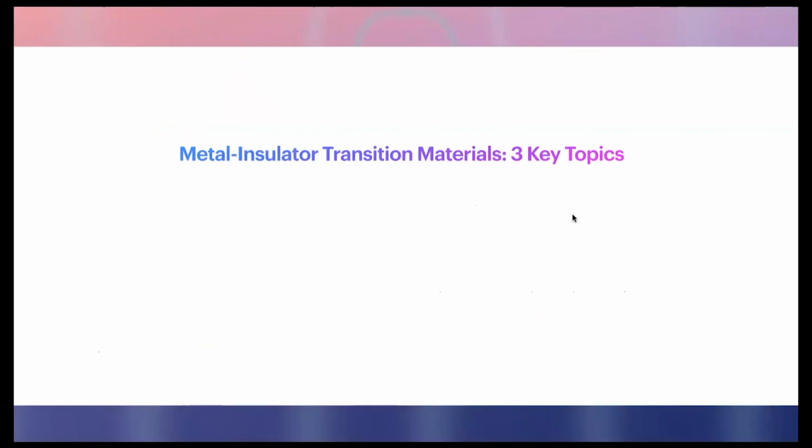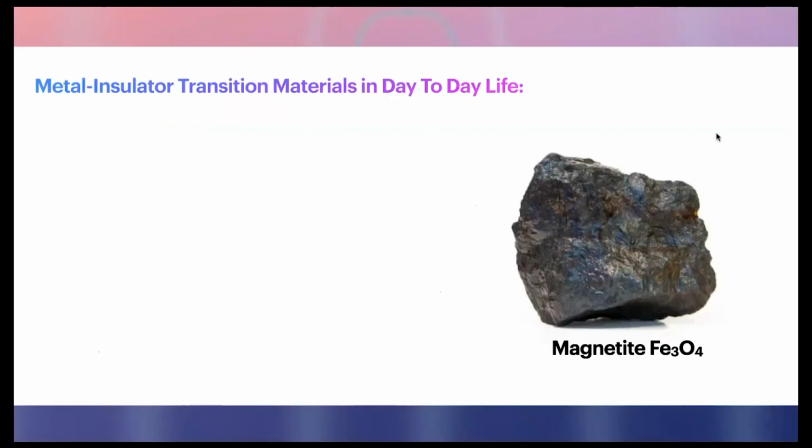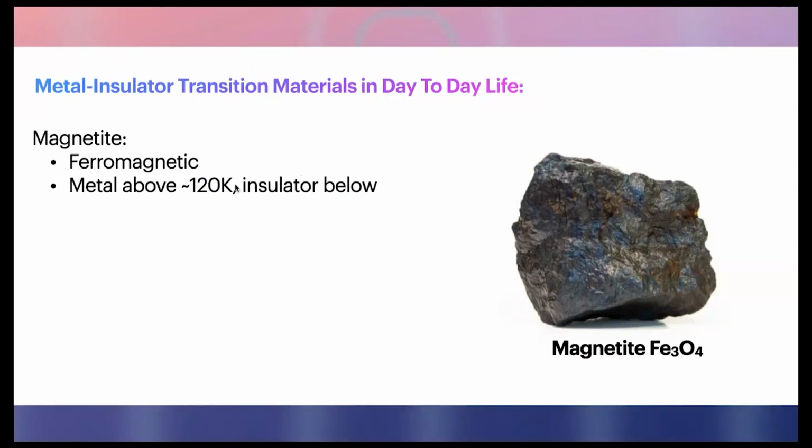Okay, so now let me tell you in a bit more detail about one topic that's been dear to my heart, namely metal insulator transition materials. So 3 key topics in this direction. What are these metal insulator transition materials? Well, the first known one is actually magnetite. This is ferromagnetic, as we all know, and it's metallic above 120 Kelvin and insulating below. If you take a picture of it, you'll see that it's shiny because at room temperature, it's metallic. And it's the first known metal insulator transition compound.